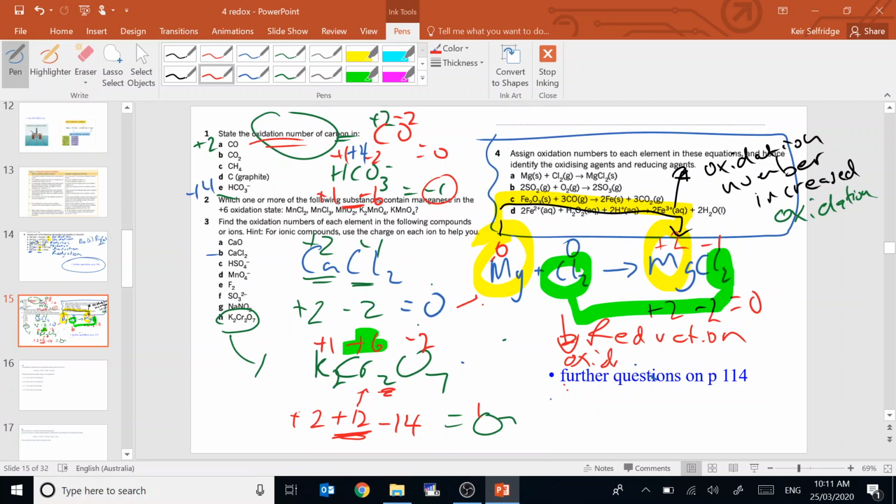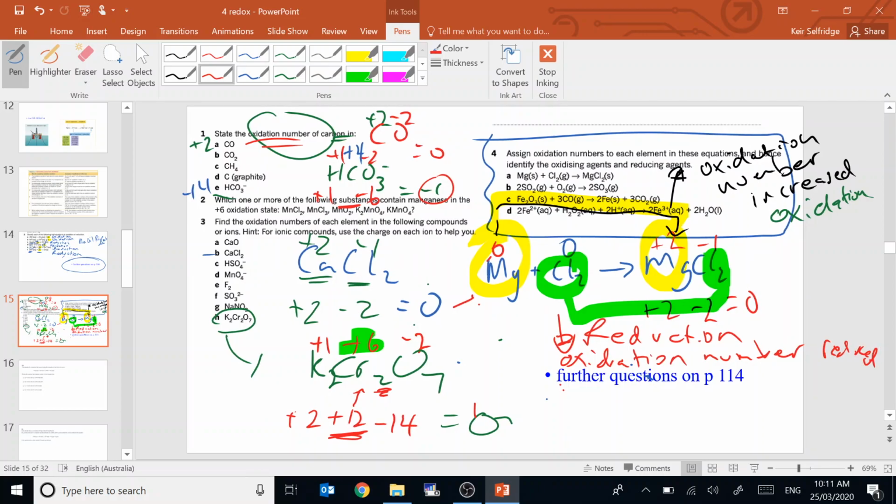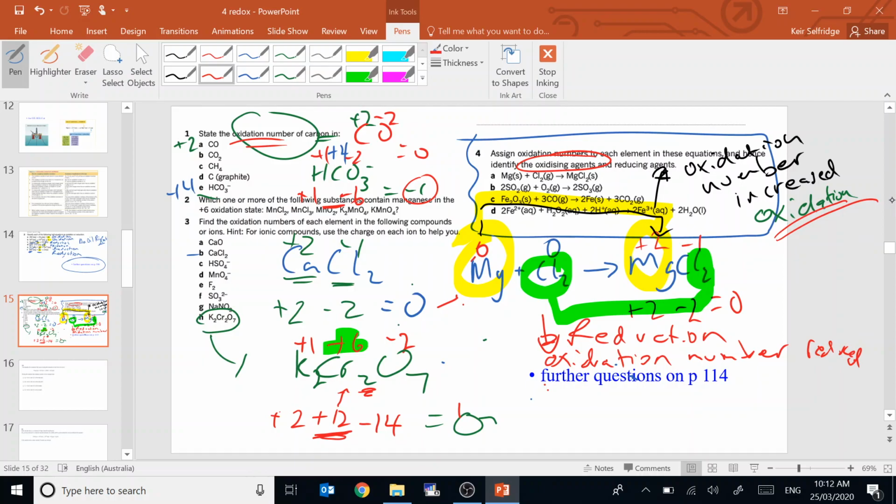The oxidation number has gone down. It's reduced. Therefore, it's reduction. Now, if I just double check the reading of the question, it says identify the oxidizing agent. It didn't say identify what was being oxidized. It said oxidizing agent and reducing agent. Therefore, I've got that this was oxidation. The thing that is oxidized is called the reductant.